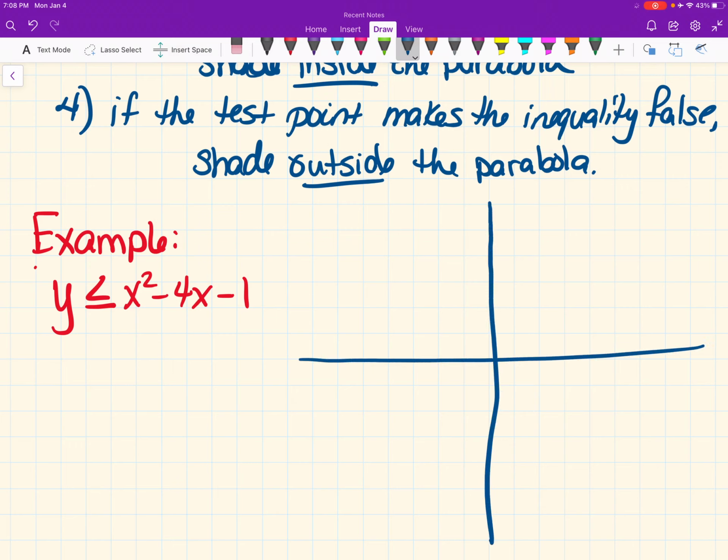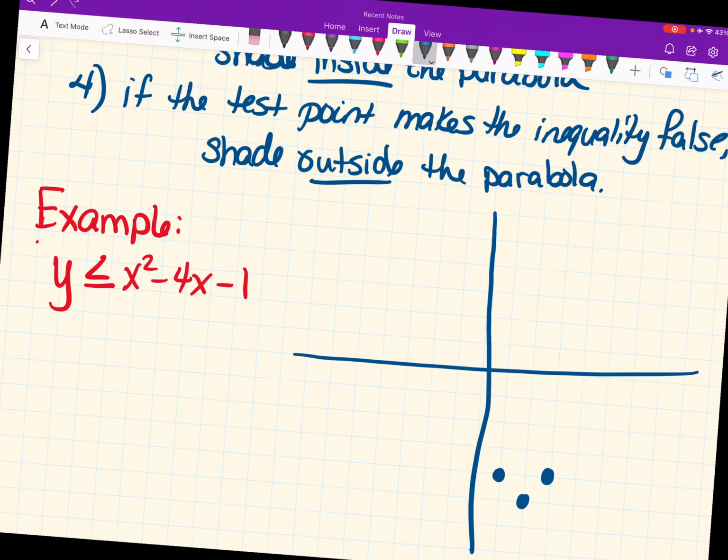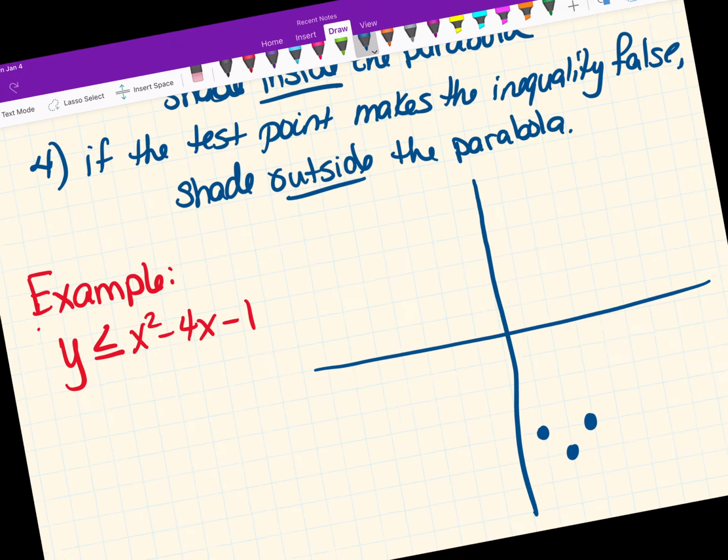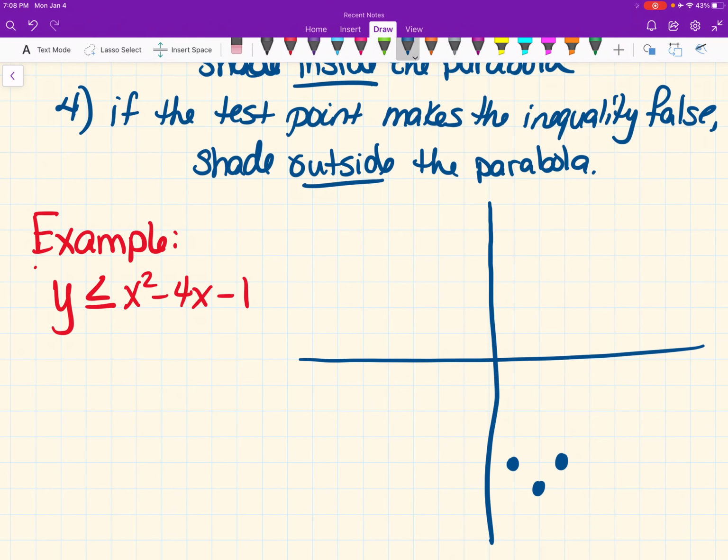I graph my points. I should have written them down, but that's okay. All right. Now, before I connect it, is this a dashed or solid line? Well, we have an or equals to, so this is a solid line.